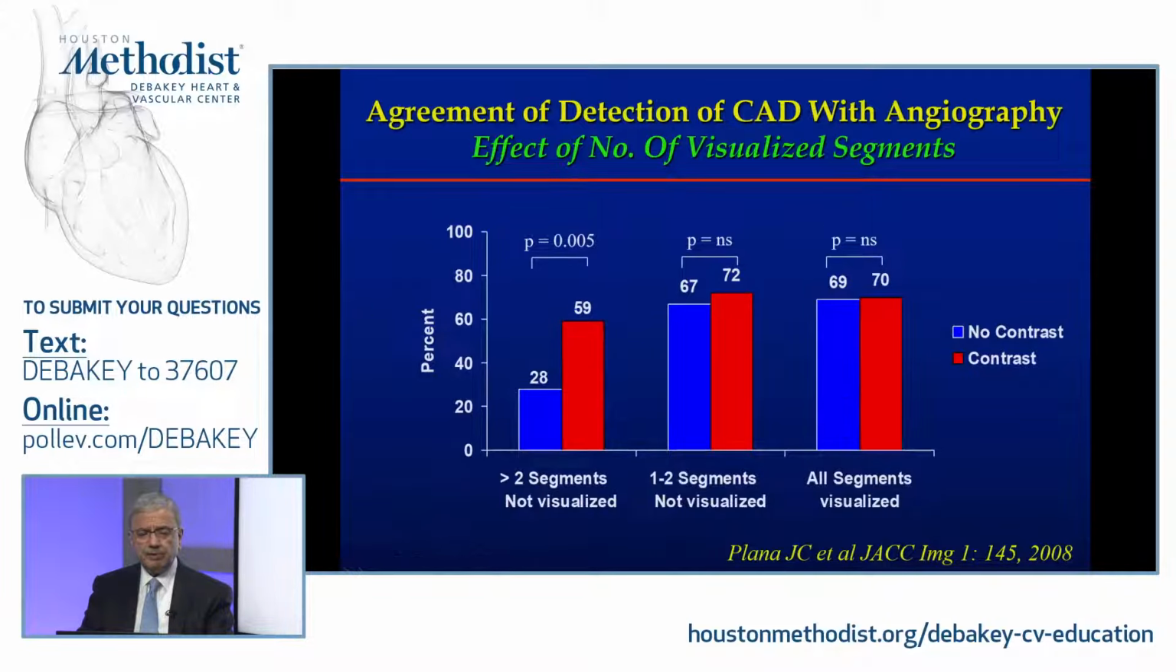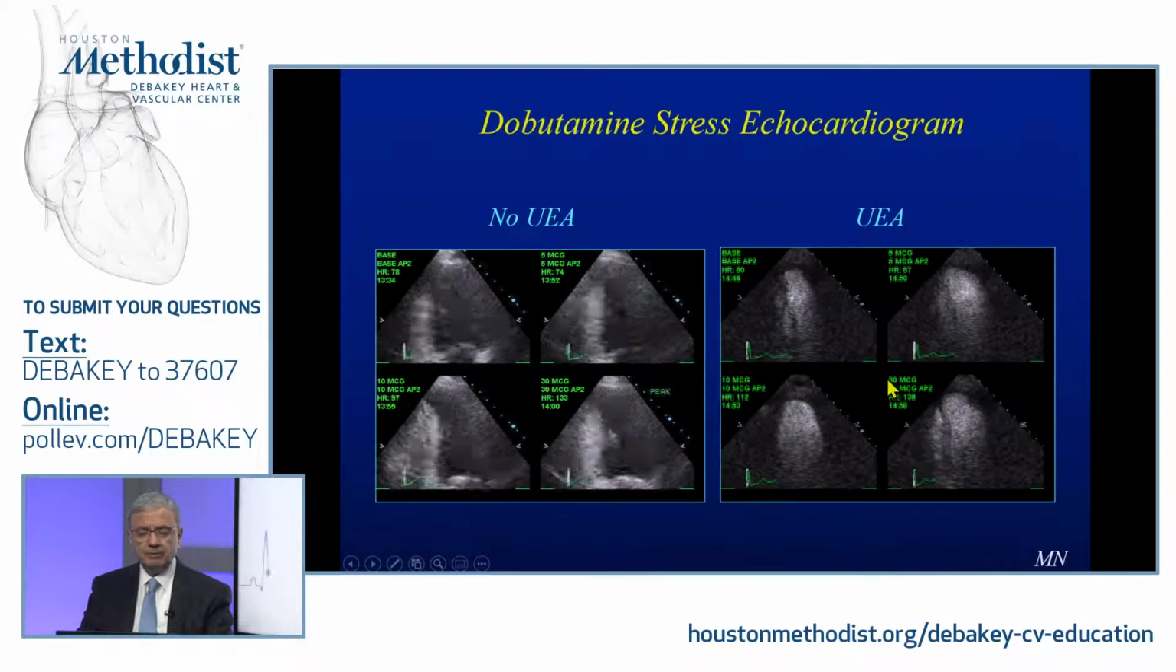And more importantly, similar to the recommendations by the FDA of greater than 2 segments not visualized, this is where the impact is the most. If you don't have assessment of regional function, you're going to miss a disease. If you have decent visualization, 1 or 2 segments not visualized, or all segments visualized, I think you'll be able to do well from a diagnostic point of view.